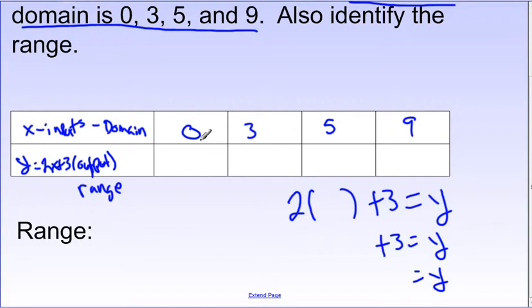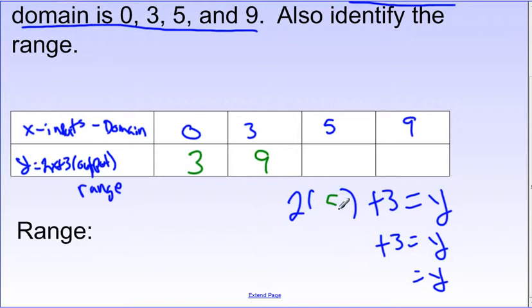We're going to take the x value of 0, plug it in. 2 times 0 is 0. 0 plus 3 is 3. So when you plug in 0, the y value, the output, the range, is 3. Okay? Now you plug in 3. 2 times 3 is 6. 6 plus 3 is 9. So when you plug in a 3, the function spits out a 9.